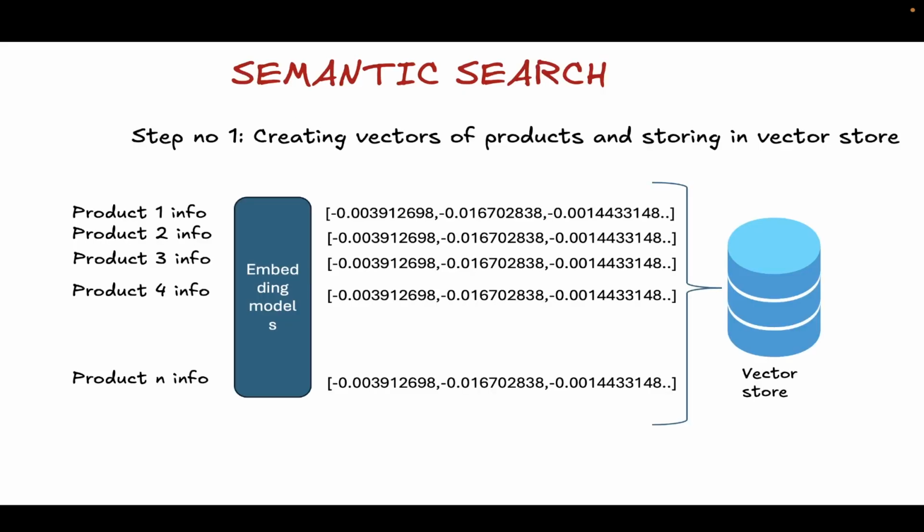Let us see how semantic search will be performed in our application. We have 500 products in our database. What we are going to do is feed all these 500 products into the embedding models and generate these embeddings or vectors, of course of 1536 length. Then we are going to store all these vectors in our vector store. That is step number 1.